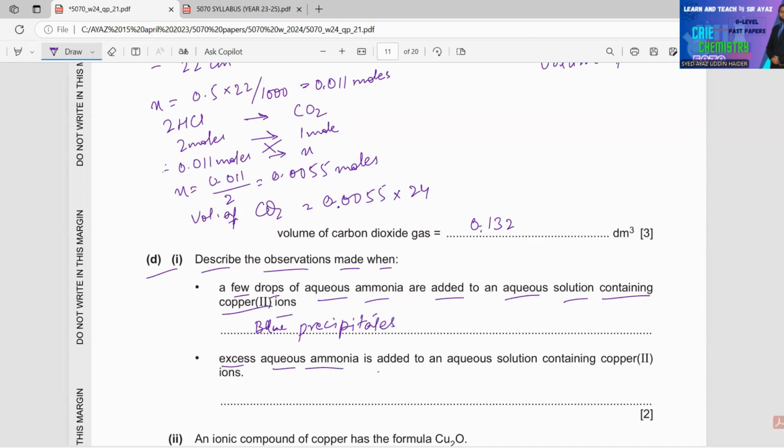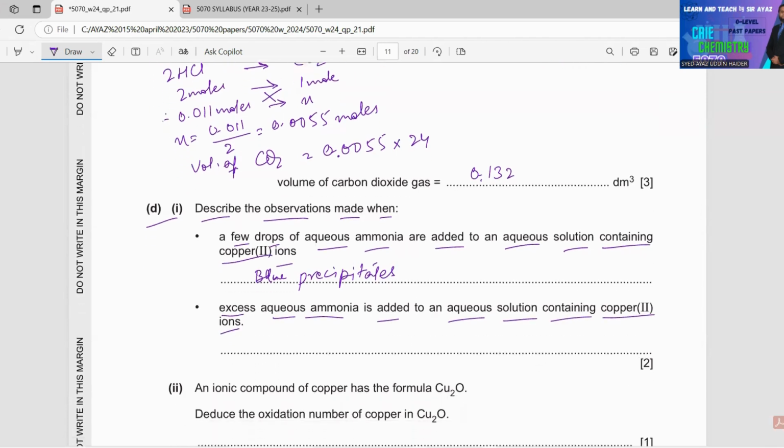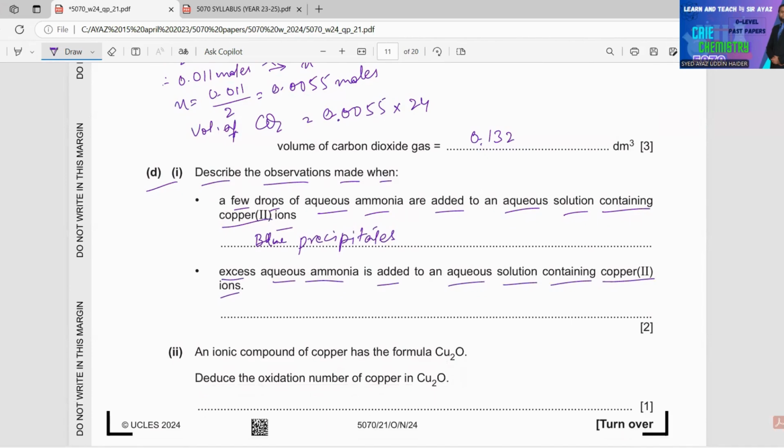Excess aqueous ammonia is added to an aqueous solution containing copper 2 ions. So this will dissolve in excess to form a dark blue solution. So you'll write: dissolves to give dark blue solution.